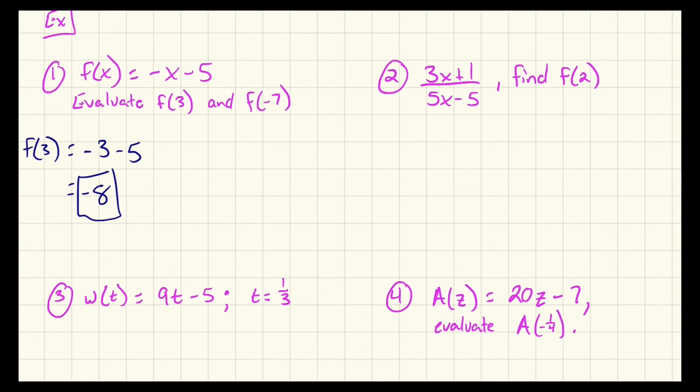The second one, what happens if I plug negative 7 in? Well, that would give me negative 7 minus 5. We know that two negatives there end up making a positive, so we end up getting 7 minus 5, which is 2. Right? And that's all we got to do.